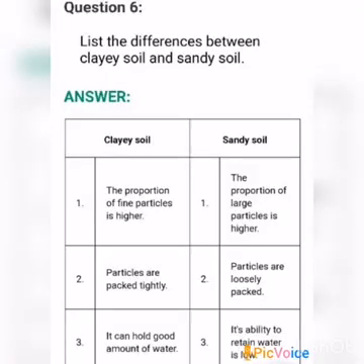Question number 6. List the differences between clayey soil and sandy soil. Let us see the answer, children. First one, clayey soil. First, the proportion of fine particles is higher. What about in the case of sandy soil, children? The proportion of large particles is higher.